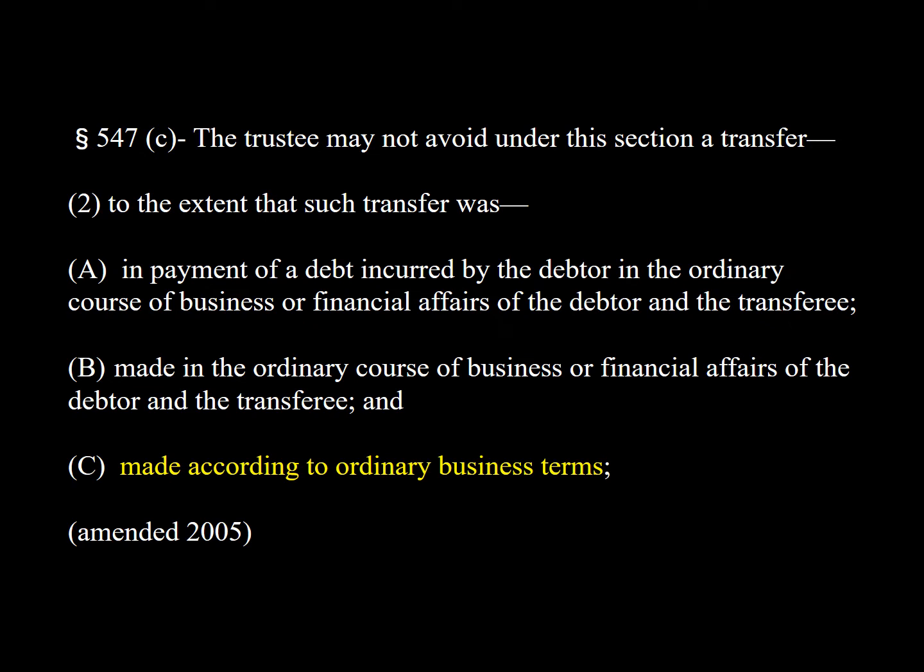547(c)(2)(B), made in the ordinary course of the business or financial affairs of the debtor and transferee. 547(c)(2)(A), by the way, is not litigated very often. It means that debt was incurred in the ordinary course of business. So for an example of a debt that's not ordinary, let's say you hire someone for bankruptcy counseling, the plaintiff, and then pay them. The trustee might say, hey, that's not really a debt incurred ordinarily by this debtor in the garment business. So that's what that means. Was it an ordinary sort of transaction? It's not very often litigated.